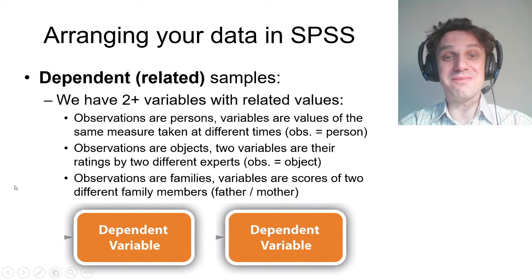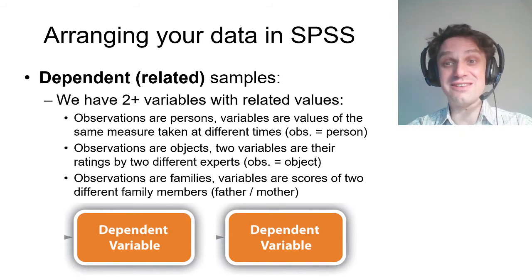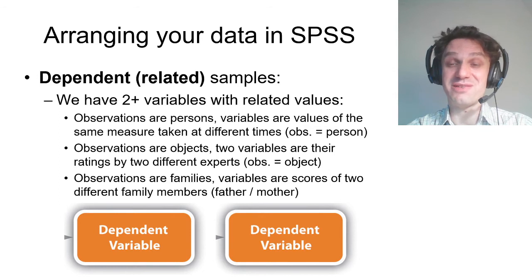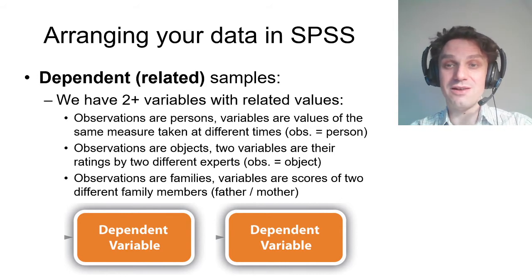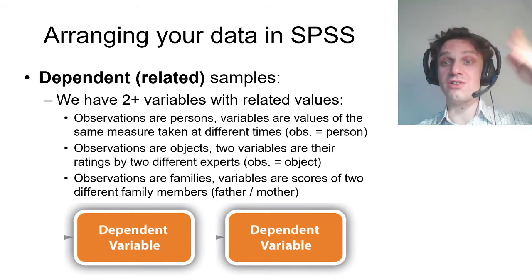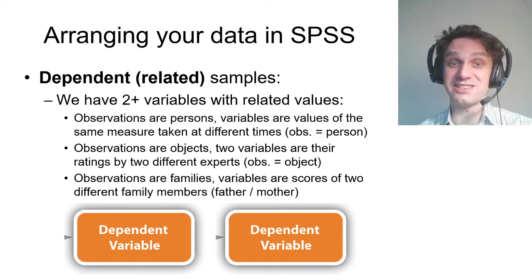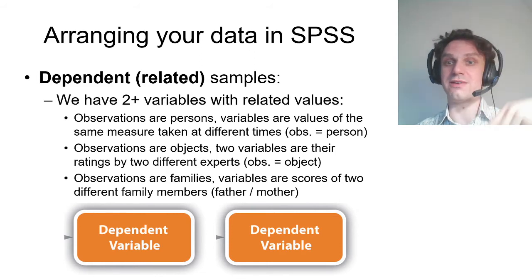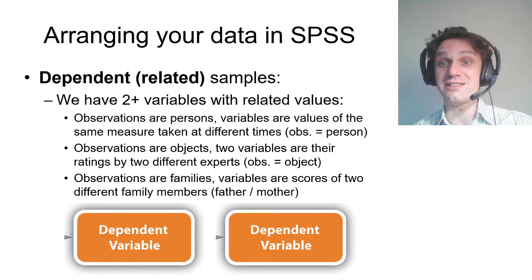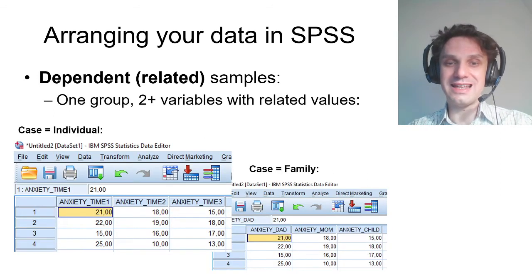In case your samples are dependent, in case they are related, then your row in your data matrix corresponds to the basis for this relationship. For example, your row is an individual and each column is a measurement at different data points, or each row is an object and your columns are ratings by different experts, or your row is a family and your columns are scores of a husband, a wife, and a child, and so on. So your data in SPSS look like this.